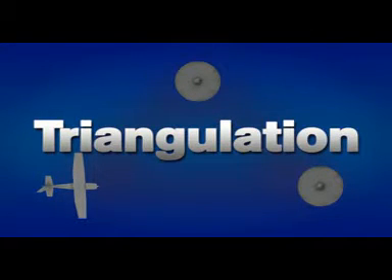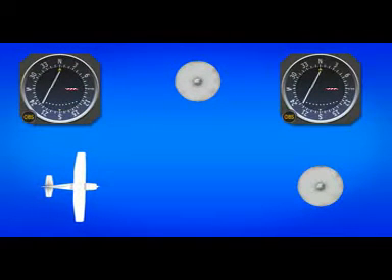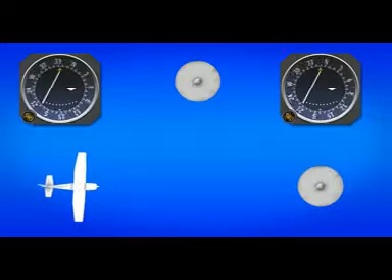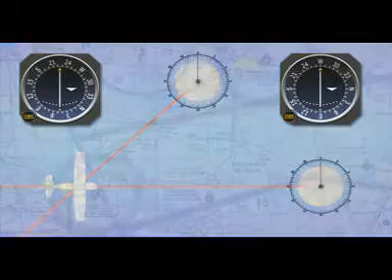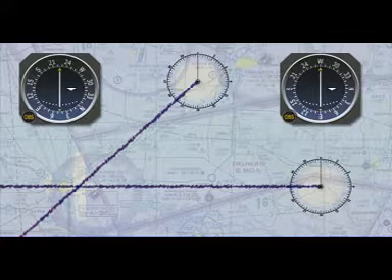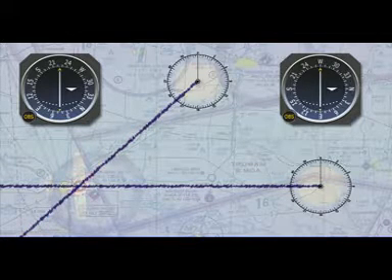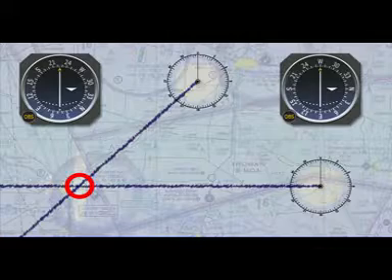To triangulate your position, pick two VORs that are near you and tune in their respective frequencies. Now, simply center both needles with from flags to find the radials. Use a sectional chart to draw the radials out. The two radials should intersect, indicating your current location.